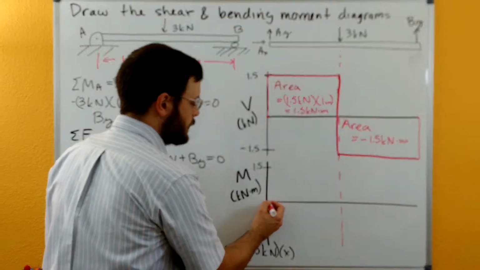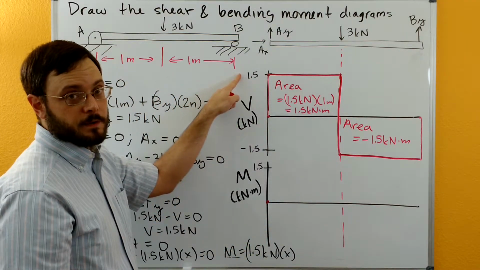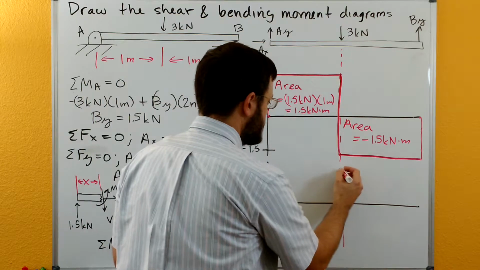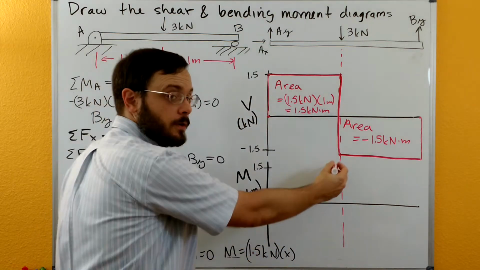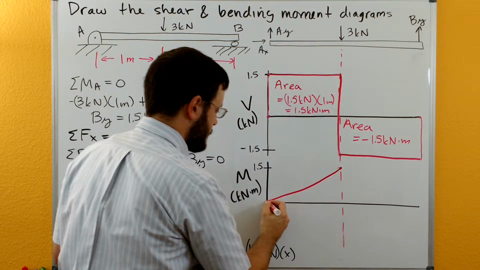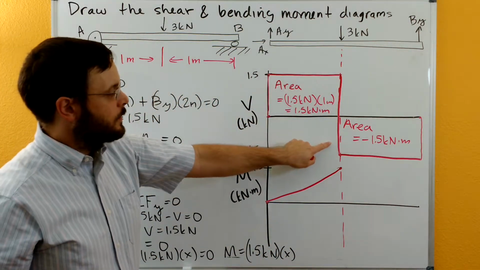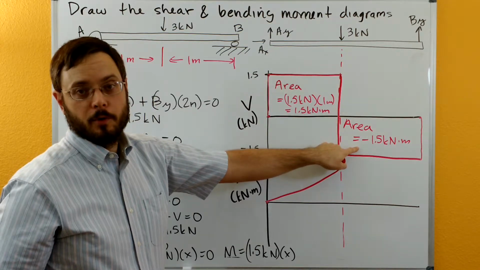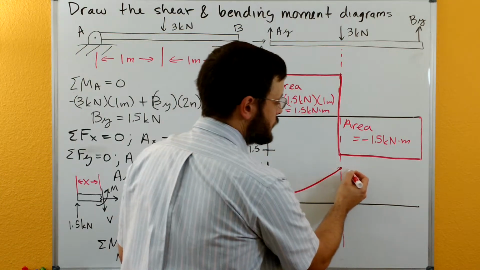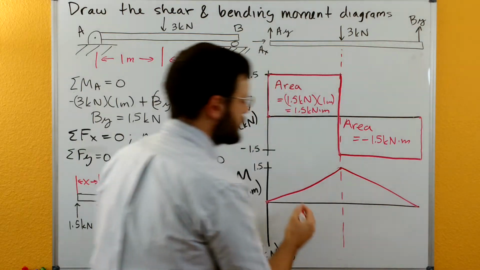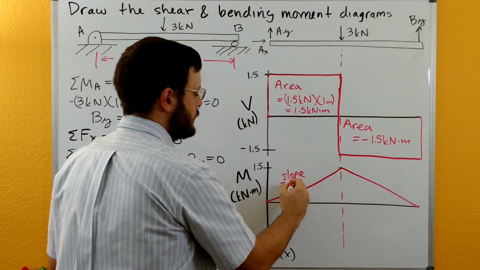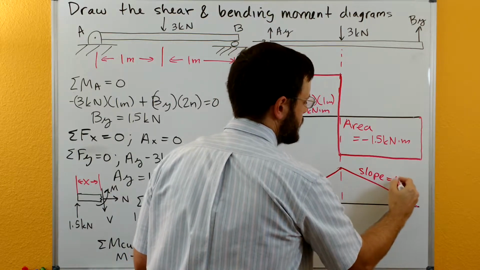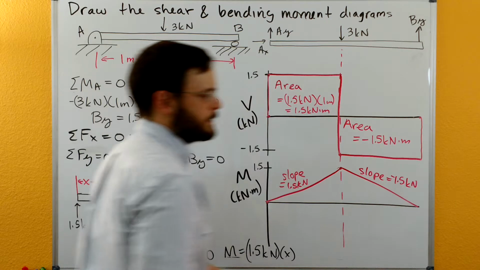So our bending moment is going to start here at 0. We have a positive constant slope of 1.5, and the total change is 1.5 kilonewton meters. So it's going to be a straight line increase from here out to 1.5. So there's our straight line increase. Over here we have a negative slope of negative 1.5, and the area is negative 1.5. So we go from our 1.5 here, drop 1.5, and go back to 0. Our slope here is 1.5 kilonewtons, and our slope here is 1.5 kilonewtons, but negative.